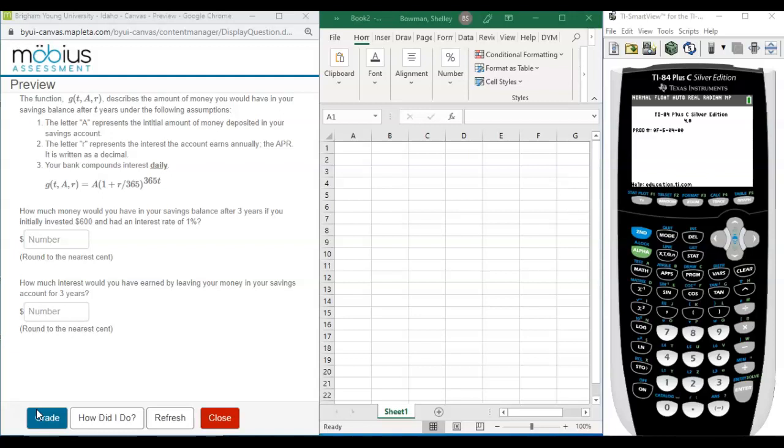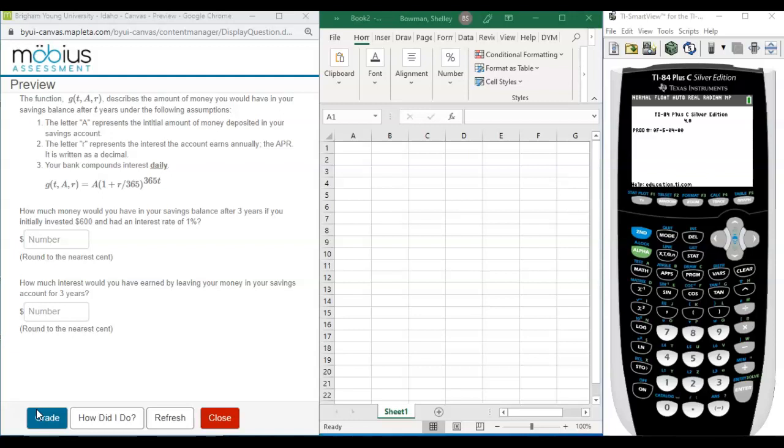The letter A, or the capital A, represents the initial amount of money deposited in your savings account. Number 2, the letter R represents the interest the account earns annually, or the APR. It is written as a decimal. So if you are given it as a percentage, you need to change it to a decimal. And 3, your bank compounds interest daily.